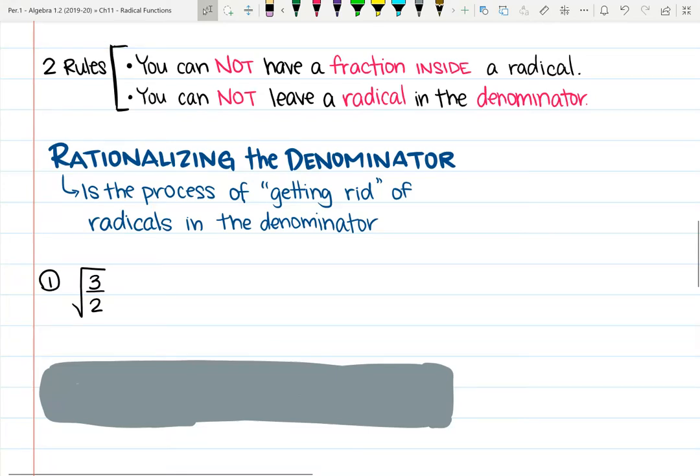All right, welcome to part two for dividing with radicals. I'm going to talk about something called rationalizing the denominator. Before we get into what that is, I have to point out the second rule here that we talked about earlier. Okay, so that is you cannot leave a radical in the denominator.